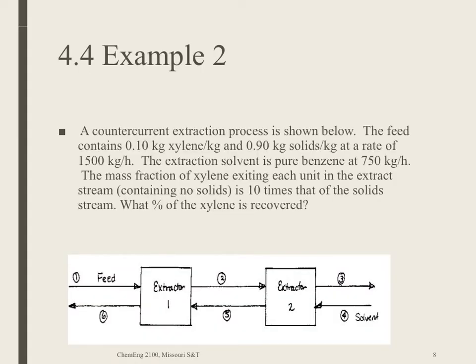So we have a countercurrent extraction process shown where we have 0.10 kilograms of xylene per kilogram and 0.9 kilograms of solid per kilogram in a feed flowing at 1500 kilograms per hour. We have a solvent in stream 4 that's pure benzene at 750 kilograms per hour. The mass fraction that exits each unit in the extract stream, so that's streams 5 and 6, is 10 times that of the solid stream, which is streams 2 and 3. We want to know what percent of the xylene is recovered.